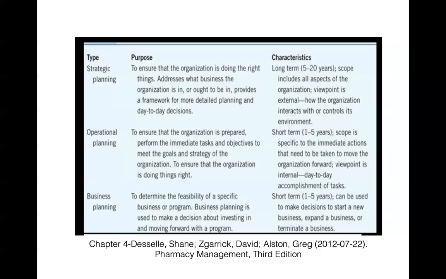Operational planning, which we talked about in the prior lecture, is to ensure that the organization is prepared to perform the immediate tasks and objectives to meet the goals and strategies of the organization, to ensure the organization is doing things right. So it's the who, what, where, and how of how we get there. This is short term. This is living out that strategic plan once it's in place, developing the immediate actions needed day to day to accomplish the tasks and goals of the strategic plan. Business planning is to determine the feasibility of specific businesses, programs, or services.